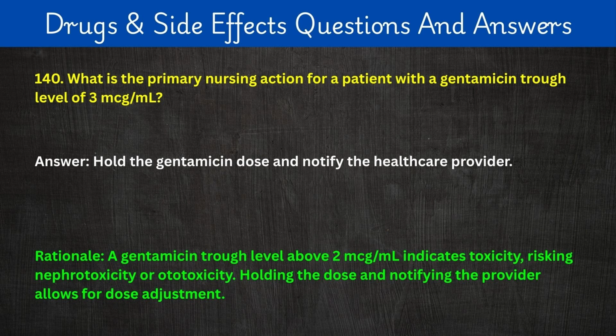140. What is the primary nursing action for a patient with a gentamicin trough level of 3 micrograms per milliliter? Answer: Hold the gentamicin dose and notify the healthcare provider. Rationale: A gentamicin trough level above 2 micrograms per milliliter indicates toxicity, risking nephrotoxicity or ototoxicity. Holding the dose and notifying the provider allows for dose adjustment.